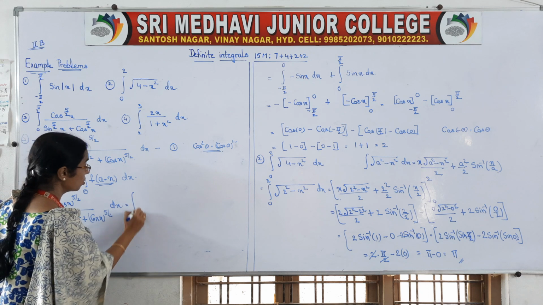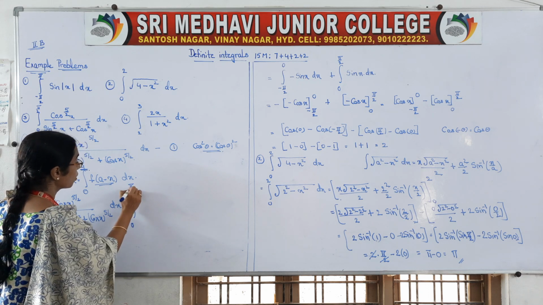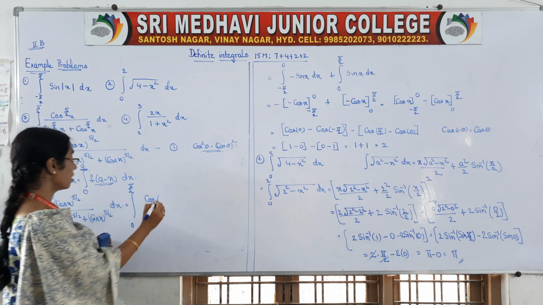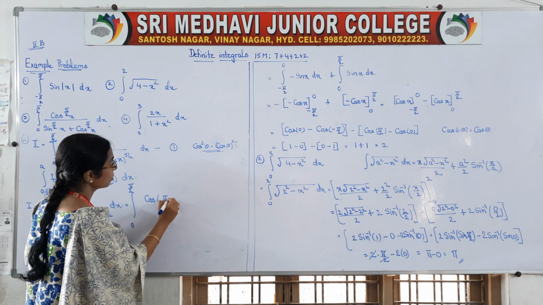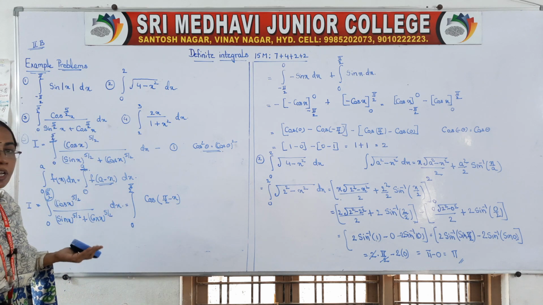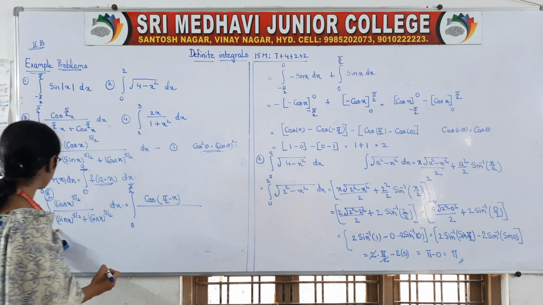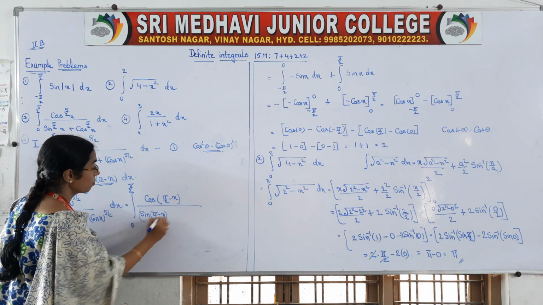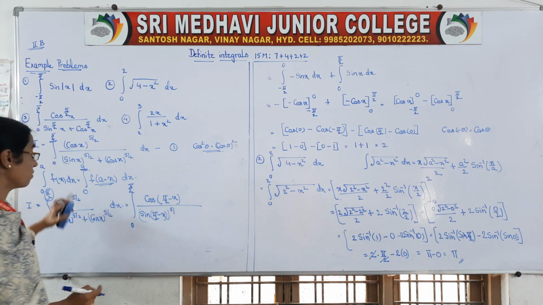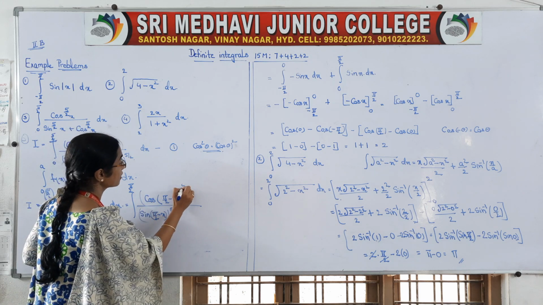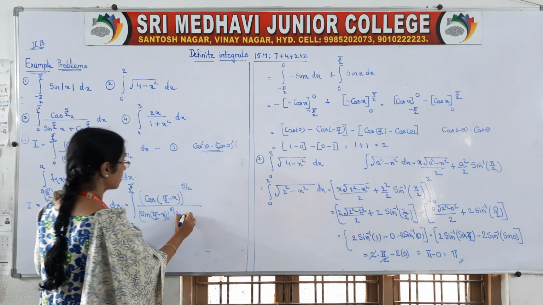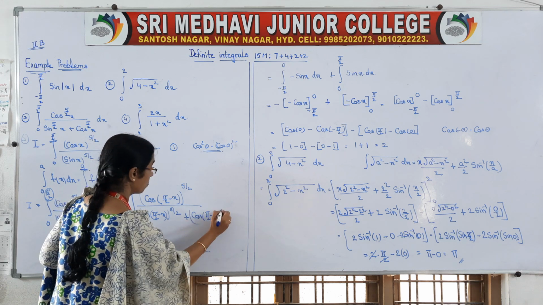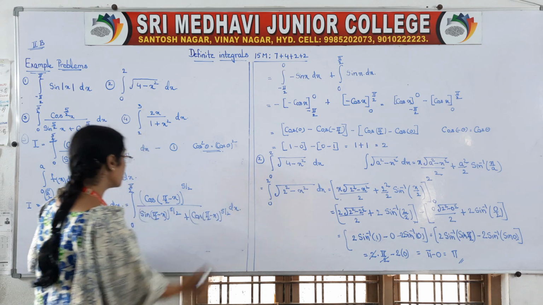So it is equal to integral 0 to pi by 2 cos of a minus x. A minus x means we have to write pi by 2 minus x, in place of a we have pi by 2, by sine of pi by 2 minus x to the power of 5 by 2, here also the power is 5 by 2, plus cos of pi by 2 minus x to the power of 5 by 2 into dx.